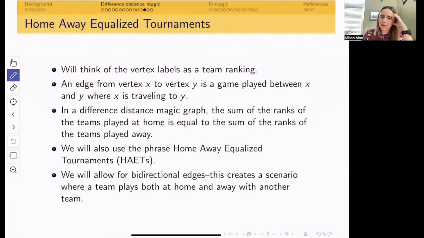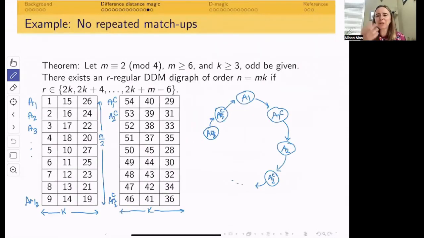Home away equalized tournaments is what we're thinking about. And we will provide bidirectional edges, which creates a scenario where maybe a team plays both at home and away with another team, which often happens in conference play. Some teams play just once within a conference, but teams within a subconference often play both at home and away. So that allows for those bidirectional edges, which we like having. And we have a few examples of these.